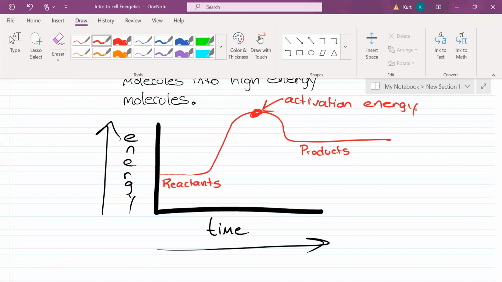How many of y'all ever seen Back to the Future? What was the catalyst to get them to go back in time? How fast did the car have to go in order to get to go time traveling? Anybody remember from the movie? What was it? 88 miles an hour.